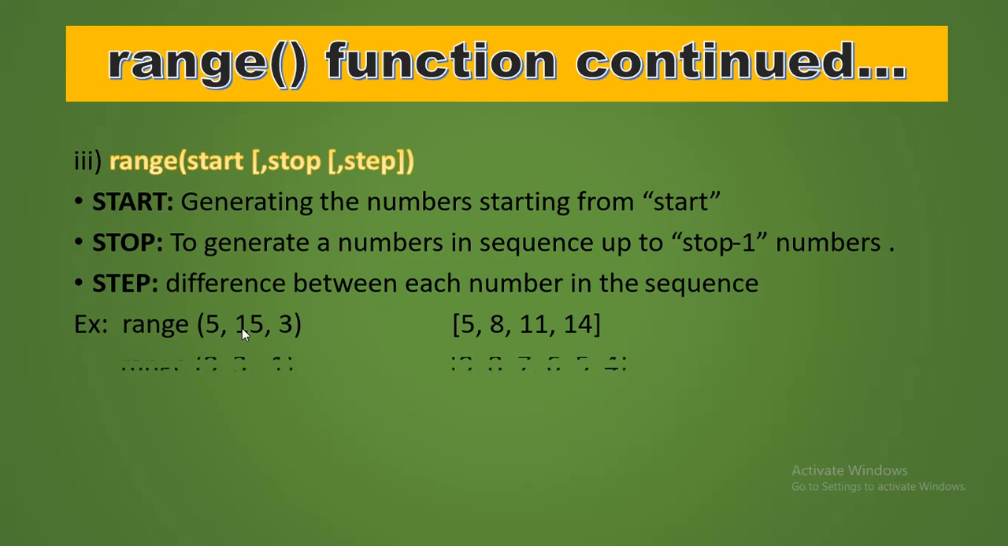Next example is 9, 3, -1, which means that we have to start from 9 and we have to decrease the value by 1. So we will have the values as 9, 8, 7, 6, 5, 4, and we have to stop before 3.